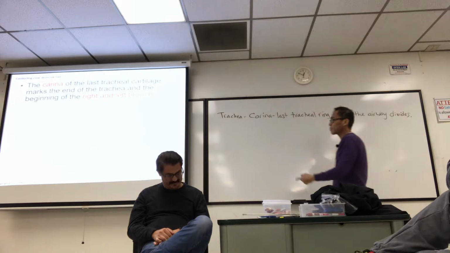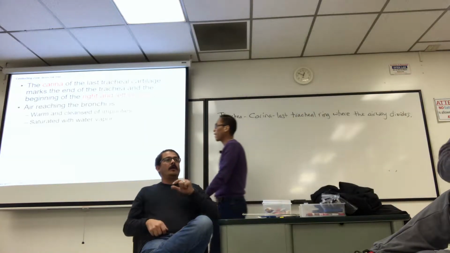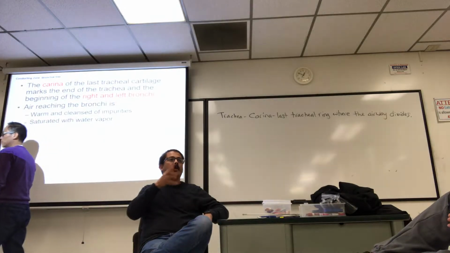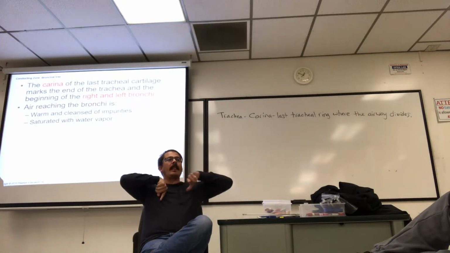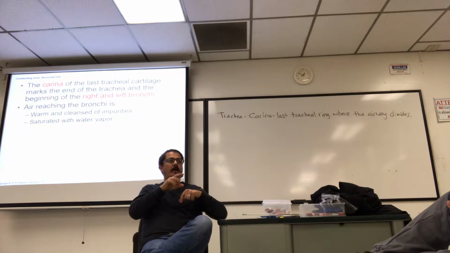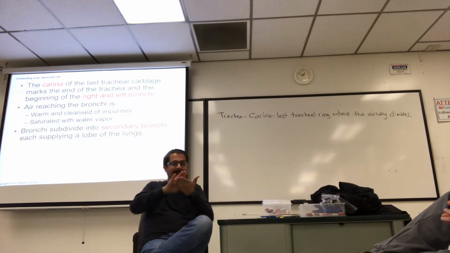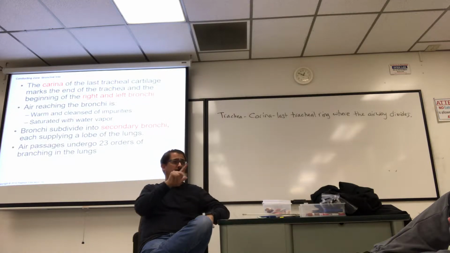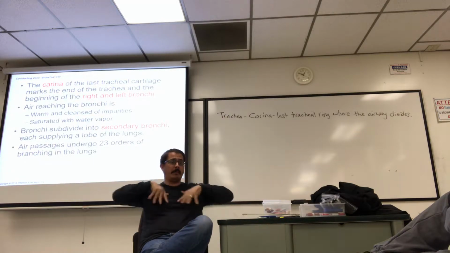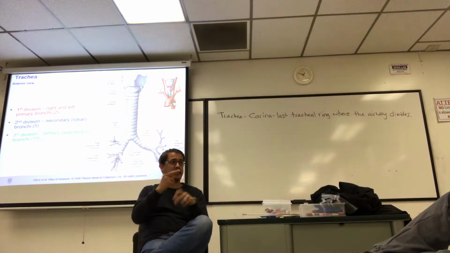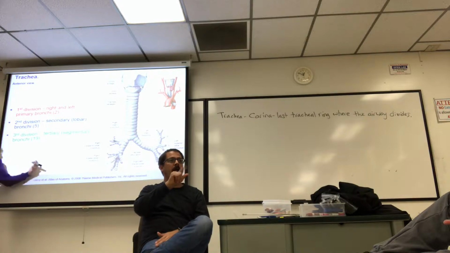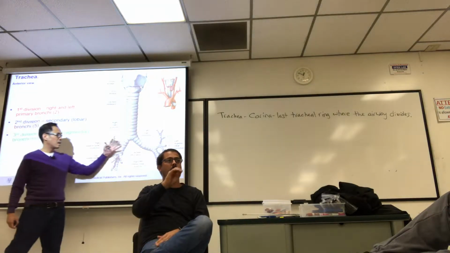And it's going to divide into the right and left bronchi. We're going to outline all that. But just know that by the time air reaches the bronchi, it's already been warmed and cleansed of impurities. It's saturated with water vapor. And the bronchi are going to subdivide and subdivide. And there's actually 23 or 24 orders of branching. I say 23 here. Okay, let's get to this picture here. Here we see the branching. We see the trachea, the larynx above it, and the bronchi below it.